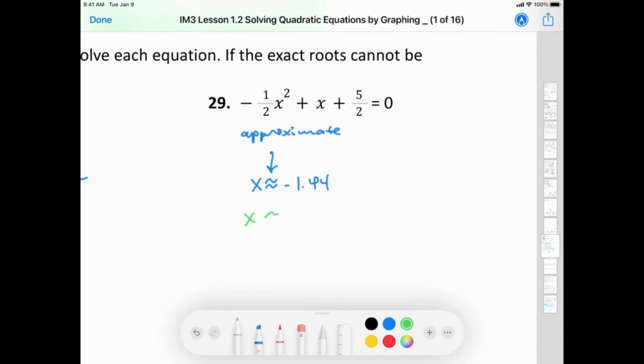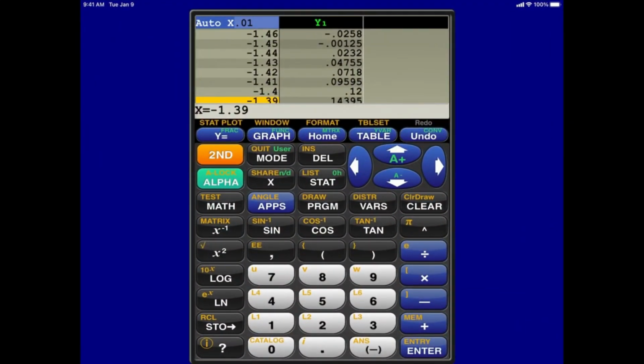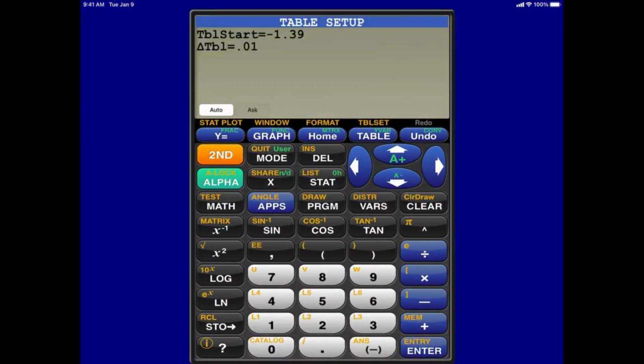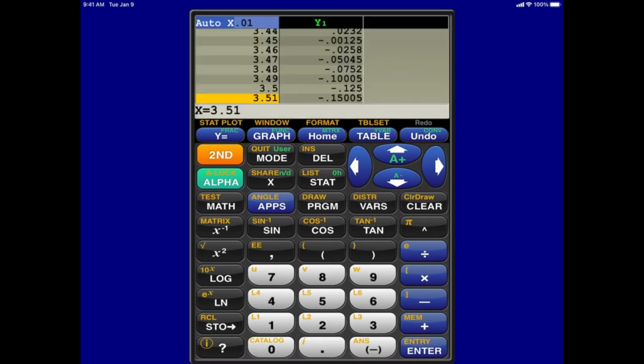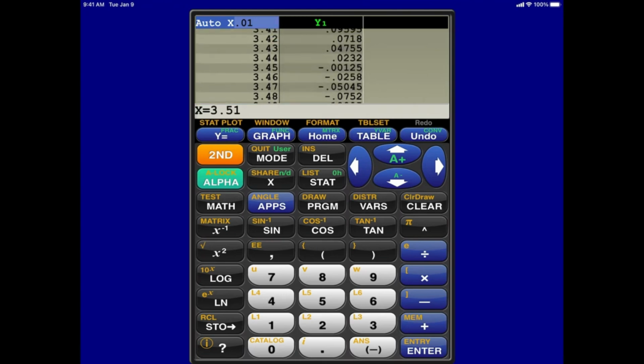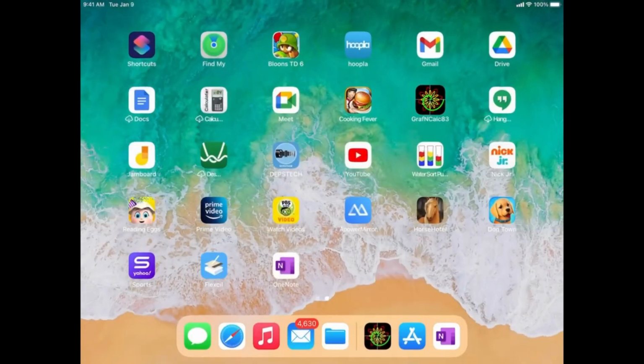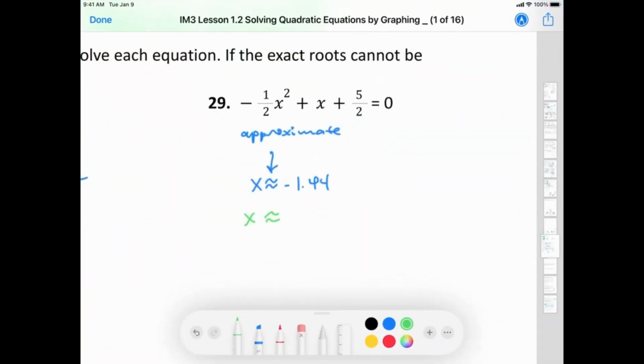And the second one was around 3.5. So go to second table set. Let's just type in 3.5. Go to table. And you're looking for the number to change from negative to positive. And I see that around 3.44, approximately 3.44. Something you'll notice too is that a lot of your estimates will actually be very close to each other in terms of the numbers.